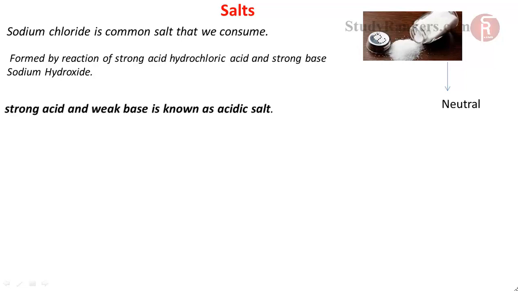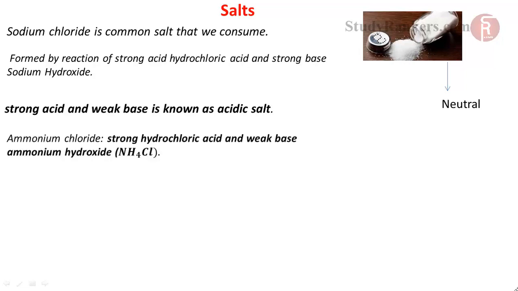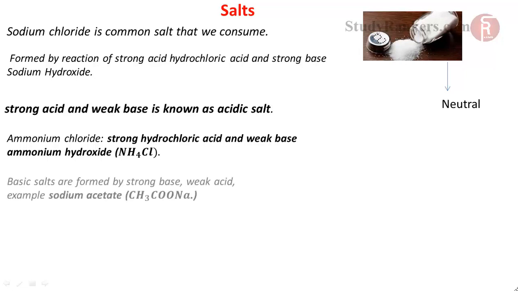The salt formed by strong acids and weak base is known as acidic salt. An example is ammonium chloride. I guess you can figure out that it is formed by strong hydrochloric acid and weak ammonium hydroxide. You can guess basic salts are formed by strong base and weak acid. For example, sodium acetate.